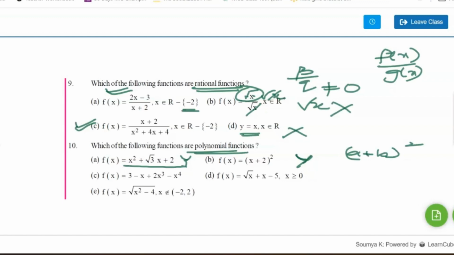Next one, again this is x raised to 4, then x cube, then x and 3. So all terms are available. So this is also a polynomial function. Next, here it is written as x greater than or equal to 0. So this doesn't represent a polynomial function because of this root x. Okay, so this is not an example of polynomial function. Again, here square root is there. This is also not an example of polynomial function. So the last two are not polynomial functions.